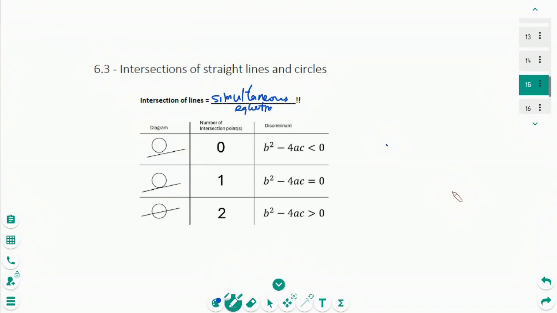Now on the side, I would like to also write down, so you should also consider the discriminant between circles and straight lines. If it's two straight lines, normally it's just a simultaneous equation. But when it comes to circles and straight lines, we will consider the discriminant. So how does the discriminant come into play?